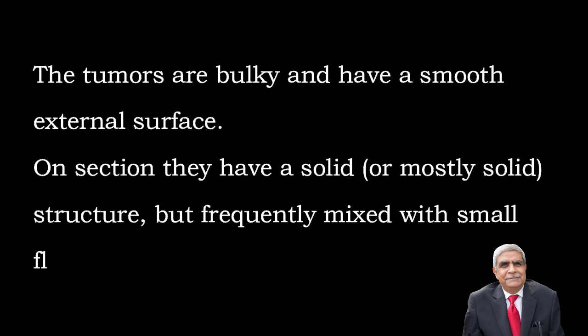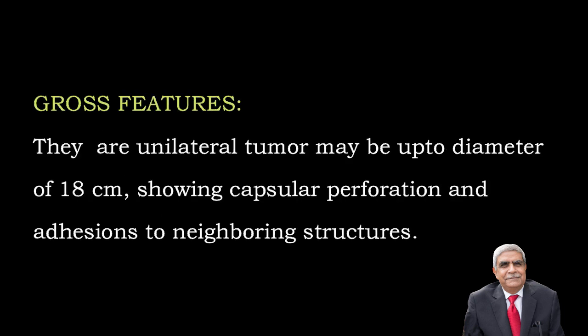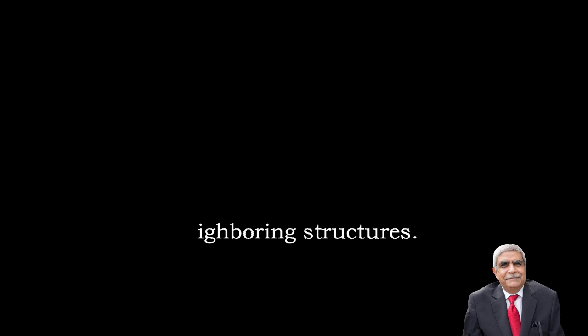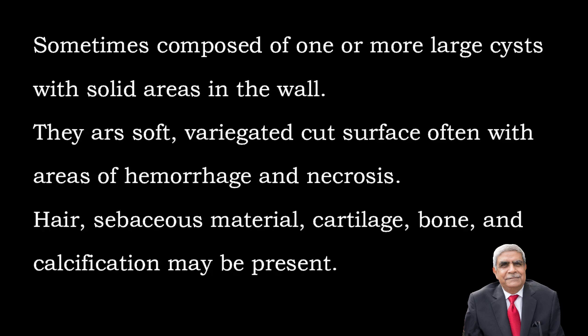The tumors are bulky and have a smooth external surface. On cut section, they have solid or mostly solid structures, but frequently mixed with small cysts filled with fluid. Gross appearances: they are unilateral tumors and may be up to 18 centimeter in size, showing capsular perforation and adhesion to the neighboring structures. Sometimes they are composed of one or more large cysts with solid areas in the wall. They are soft. The cut surface shows variegated appearance. They often show areas of hemorrhage and necrosis. Sebaceous material, cartilage, bone, and calcification may be present.